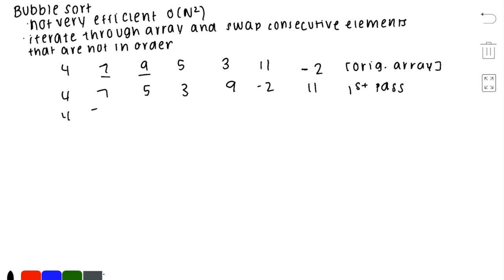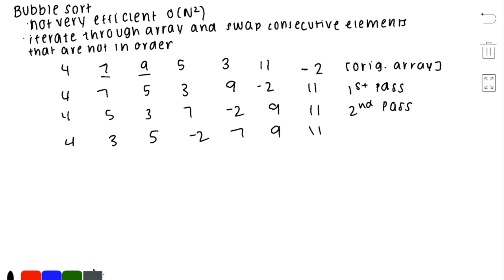So 4 and 7 are in order, 7 and 5 are out of order, 7 and 3 are out of order, 7 and 9 are in order, 9 and -2 are out of order, 9 and 11 are in order. So this would be the second pass. So for the third one, 4 and 5 are in order, 5 and 3 are out of order, 5 and 7 are in order, 7 and -2 are out of order, 7 and 9 are in order, and same with 9 and 11. So that's our third pass.